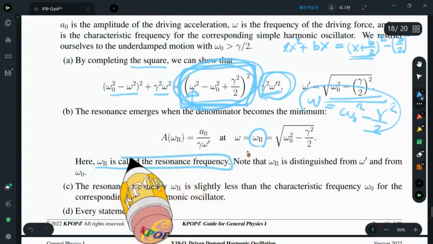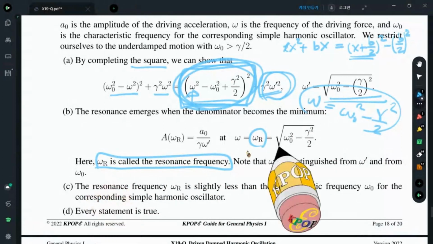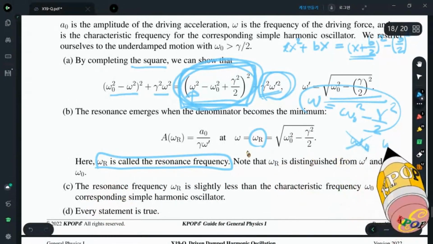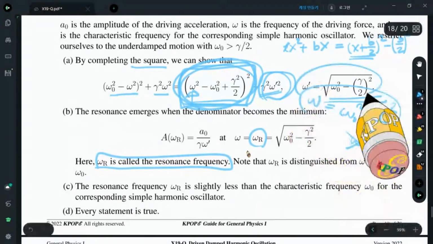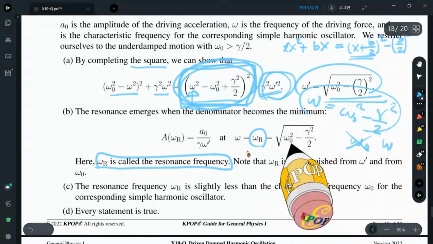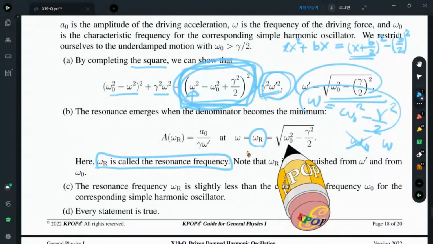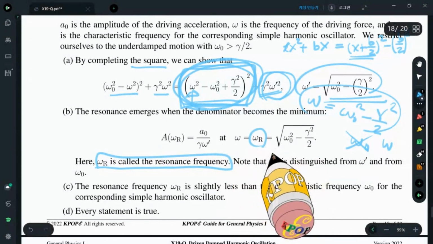This resonance frequency omega r for the amplitude is not exactly omega zero, but neither this nor omega prime, instead a slightly smaller value than omega zero. Anyway, effectively it is roughly omega near to omega zero.